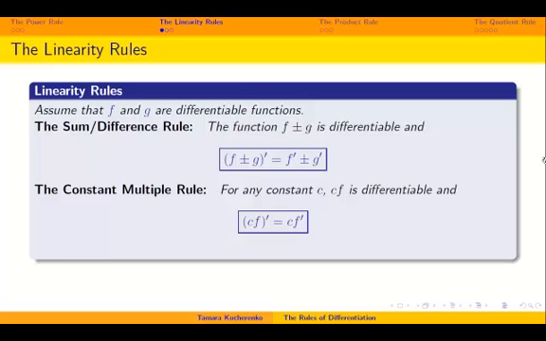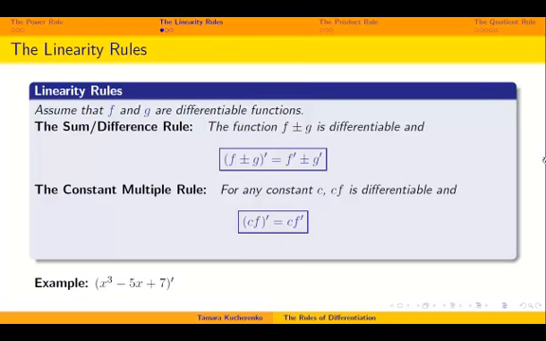The constant multiple rule states that for any constant c, c times f is differentiable, and c times f prime equals c times f prime. So the derivative of a constant times a function is the constant times the derivative of the function. Combining these rules with the power rule, we are able to differentiate any polynomial.